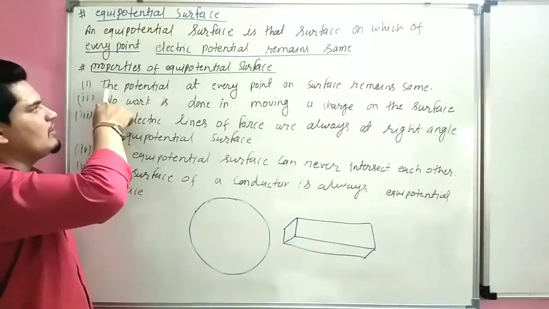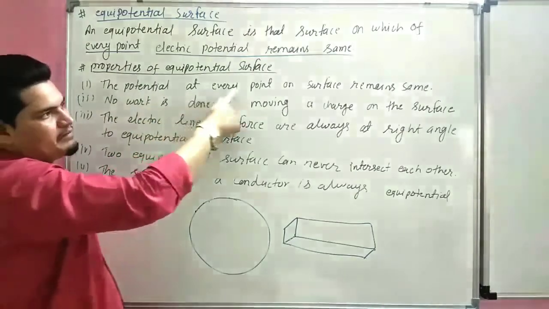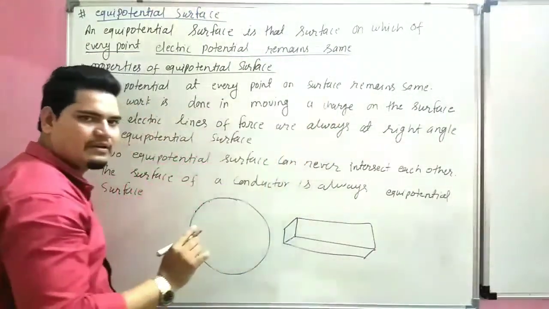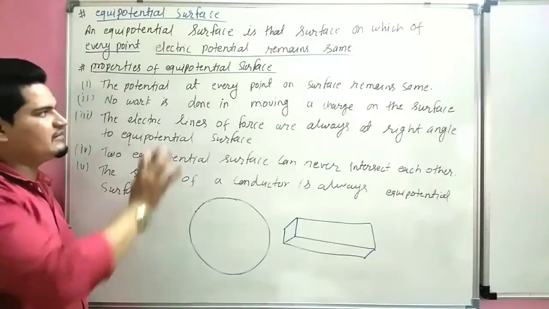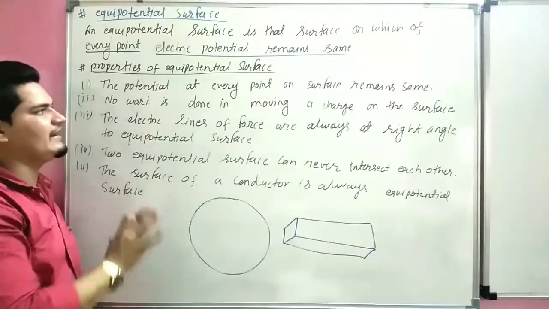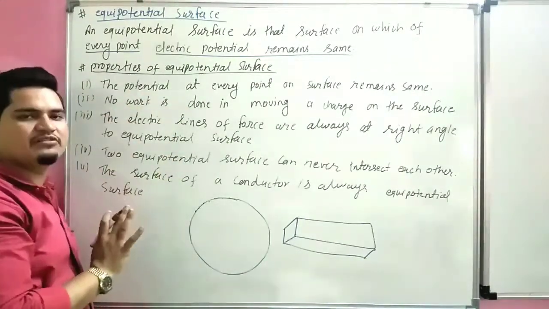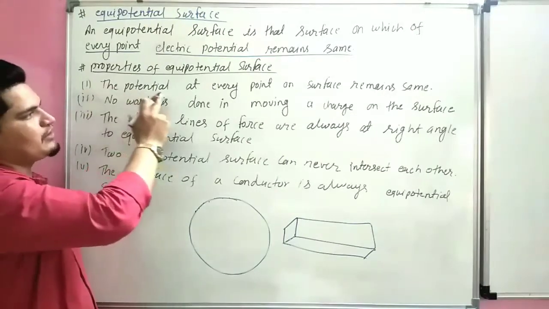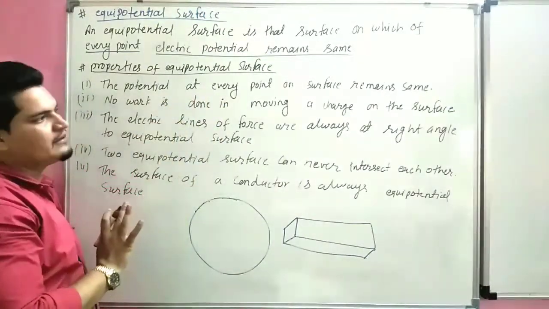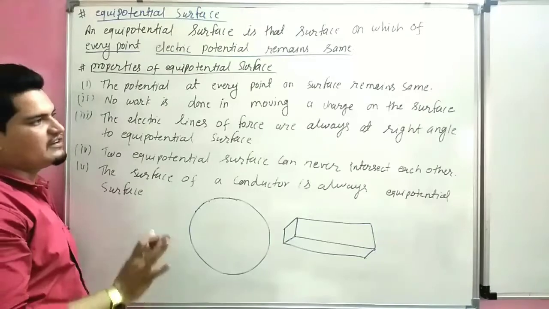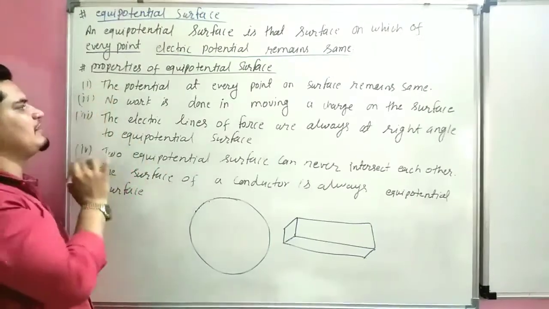Properties of equipotential surface. First property, the potential at every point on the surface remains the same. This is also the definition of an equipotential surface. The potential at every point on the surface does not change.